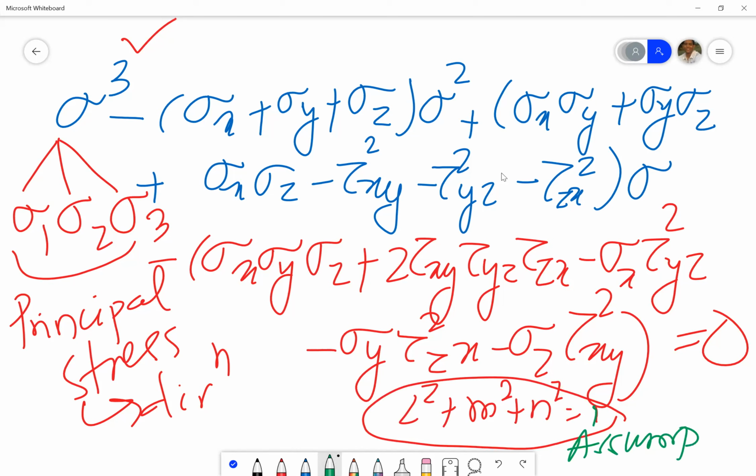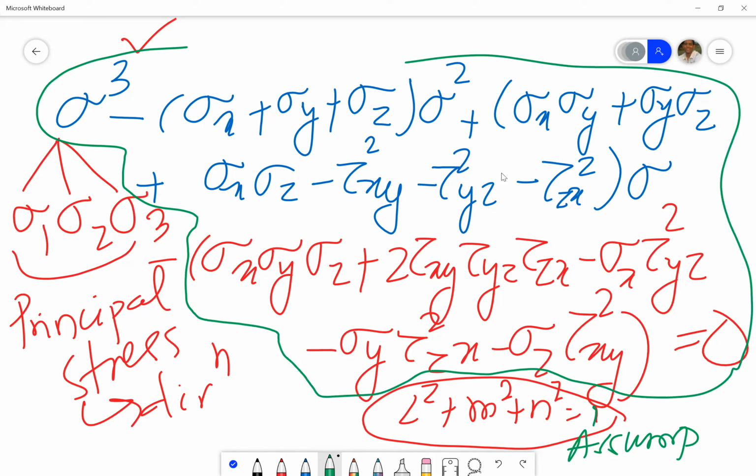This is the assumption we are taking. Here we will find the three combinations of stress components. This is the most important equation, the most important equation from your subject point of view.